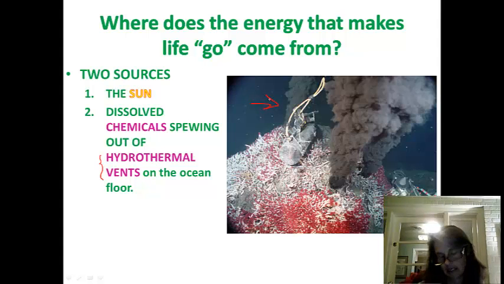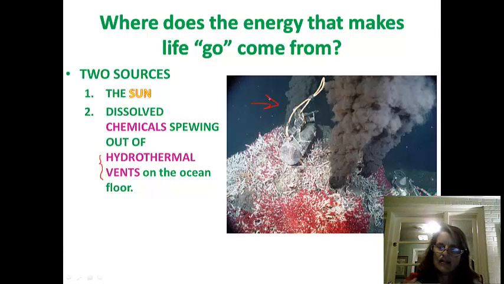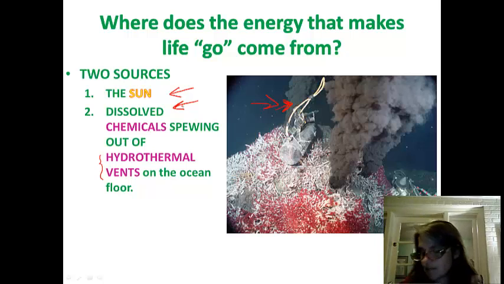So what you see here is called a black smoker. This is at the deep, deep bottom of the ocean floor, and these chemicals are just pouring out of the interior of the Earth itself into the ocean. And there are a whole host of organisms that live because these chemicals can be harnessed as an energy form, just like the sun can be harnessed as an energy form. It's kind of crazy, but we'll talk about that. These are the two sources of energy for all of life on planet Earth. You either run from the energy of the sun, or you run from this type of chemical energy, okay?